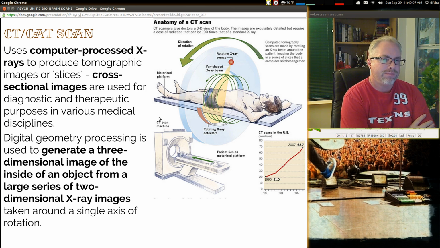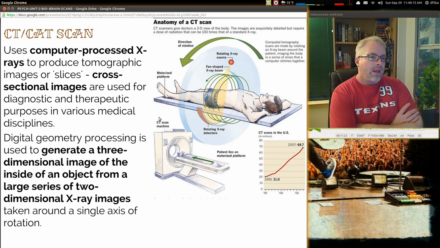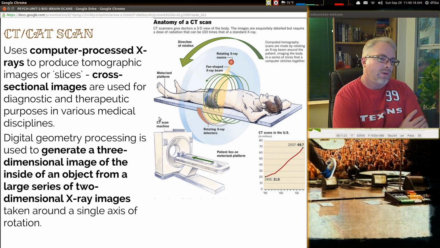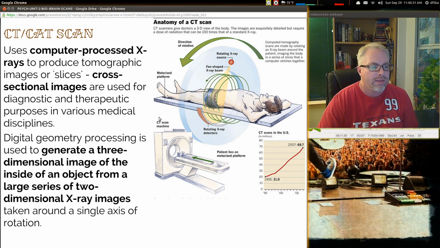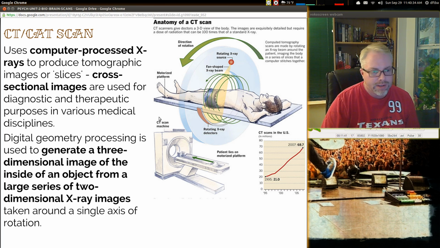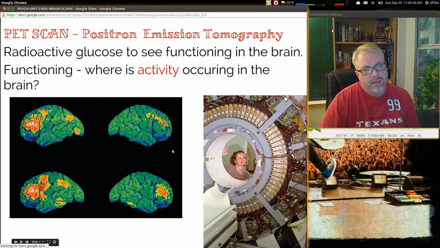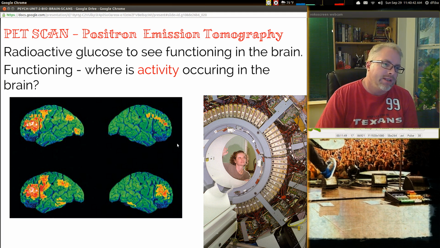And I think it's potentially cheaper than the MRI process, because it's just a much simpler machine. So you're getting cross-sectional images, and they're used for diagnostic and therapeutic purposes in various medical disciplines. You're going to generate an image of the inside of the object from a large two-dimensional X-ray, rotating around. That's what the tube is for. But this is a simple tube compared to the magnets inside the MRI, which we'll see in a second, which is totally different.